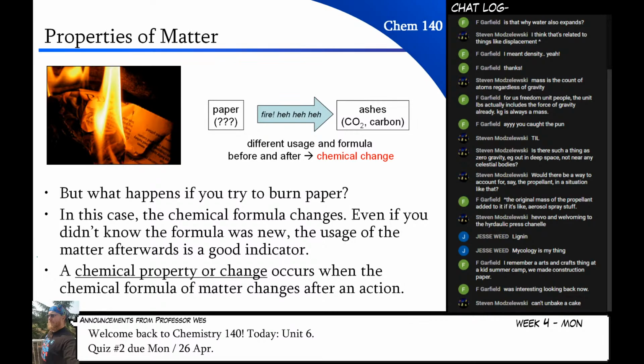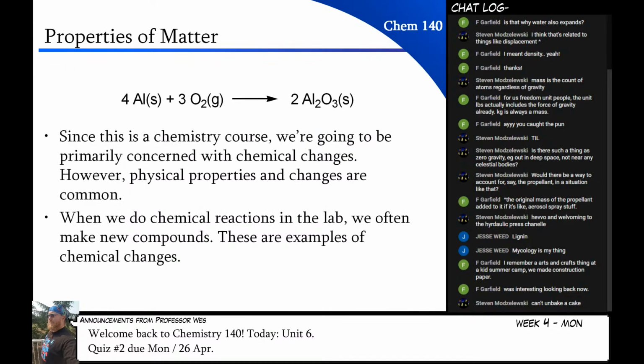A lot of this is kind of hazy gray area intuition. And the definition of, hey, the formula changes, is not super useful. Use the undo idea, though. Is it easy to undo the change that you did? If the answer is yes, then you did physics. If the answer is no, odds are you did chemistry. And because this is a chemistry class, we care primarily about the chemical reactions. So that's what we're going to do, is we're going to look at those.